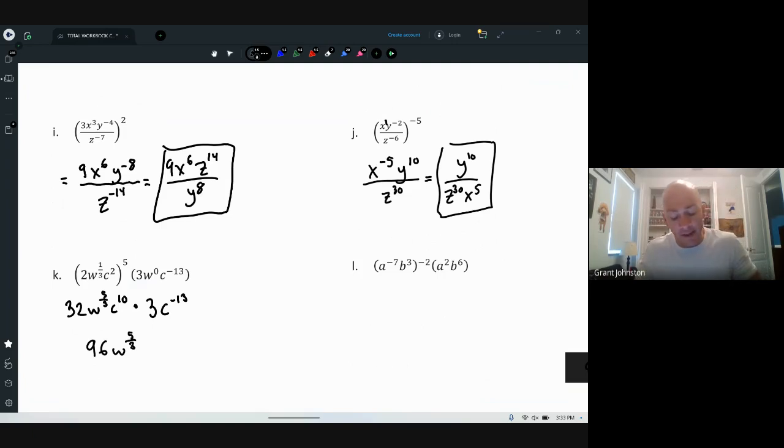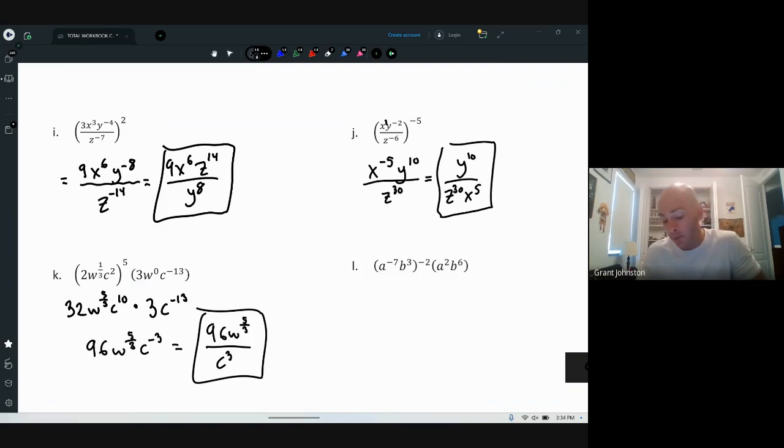But now I have the c to the 10 and the c to the negative 13. Well, I'm going to add 10 plus negative 13, which would be negative 3. So I'm not quite done yet because I still have a negative exponent, that negative 3. So the 96 w to the 5/3 is going to stay on the numerator, and then I'm going to have c to the 3 on the denominator.